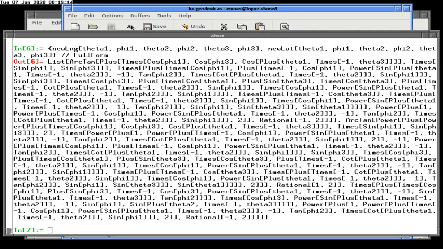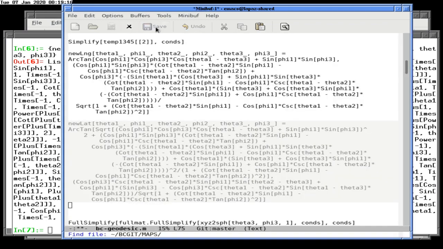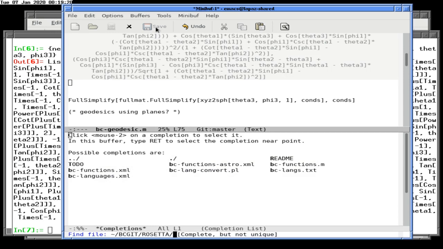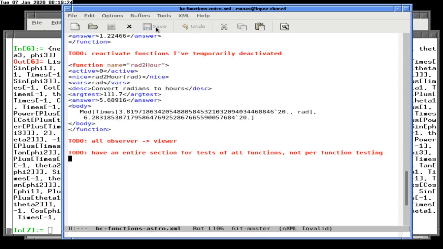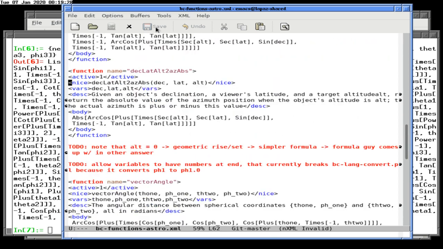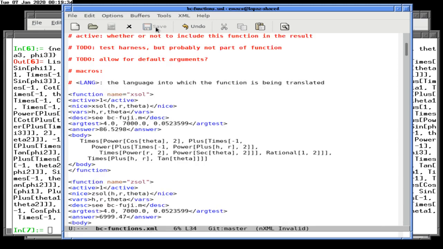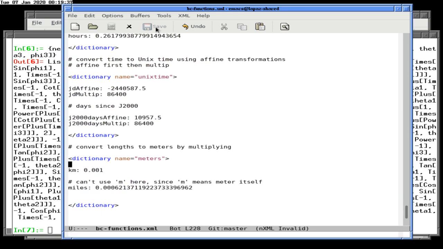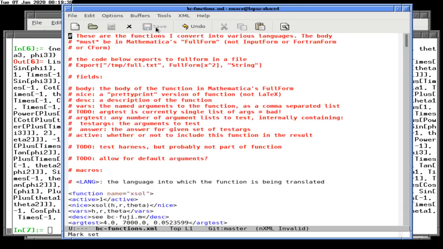Okay, now we're really going to mess with stuff. Now we're going to go into Rosetta. BC functions, do I want Astro? I think we talked about this before and I really couldn't decide, but this is not an astronomical thing, so we'll go into BC functions. XML, okay, and let's just add our function right at the top here.